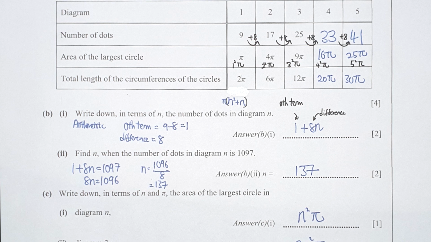Write down in terms of n the number of dots. This one I will be incorporating the common difference of plus 8, and I find the zero term. To identify the zero term, simply take the first term, which is 9, minus 8, so you will get 1. Combine these two pieces of information, you will get 1 plus 8n as the nth term. As for the next part, find the number of dots when diagram n is 1097. So 1 plus 8n equals 1097. Run the manual calculation, you will get n as 137.